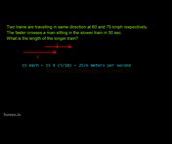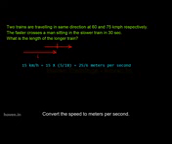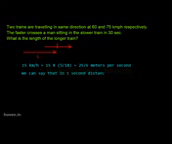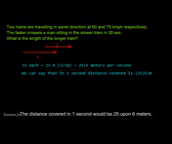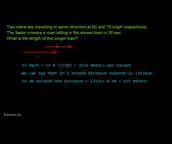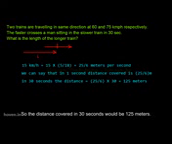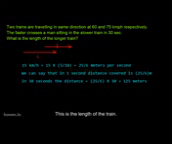The relative speed between the faster train and the man is 75 minus 60 equal to 15. Convert the speed to meters per second. The distance covered in 1 second would be 25 upon 6 meters. This is the definition of speed. So the distance covered in 30 seconds would be 125 meters. This is the length of the train.